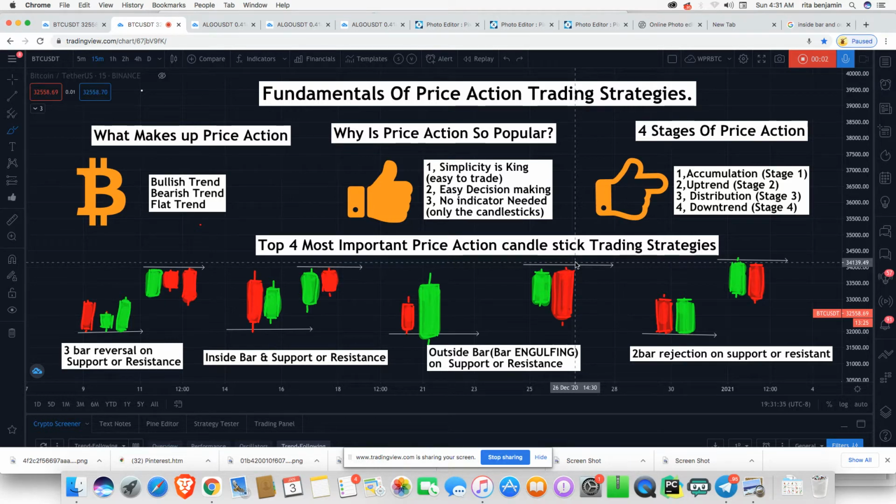Hi, welcome to this video on the fundamentals of price action trading strategy. By the end of this video, you're going to find out what makes up price action trading, why price action trading is so popular, the four stages of price action, and I'll be sharing the four most important price action candlestick trading strategies.